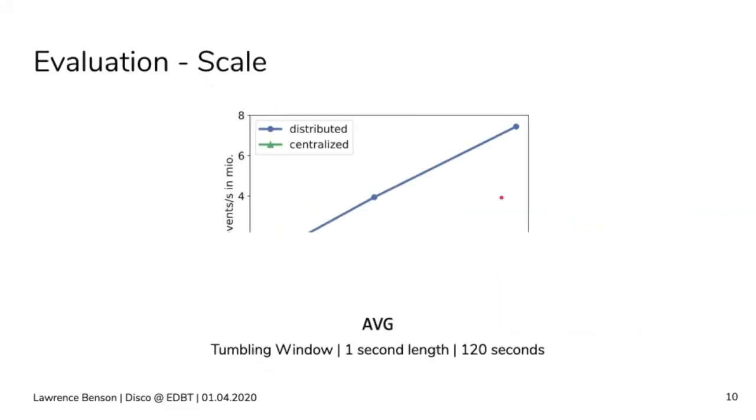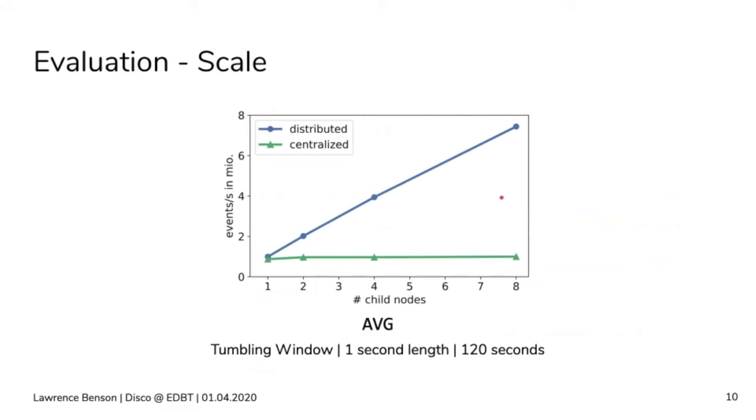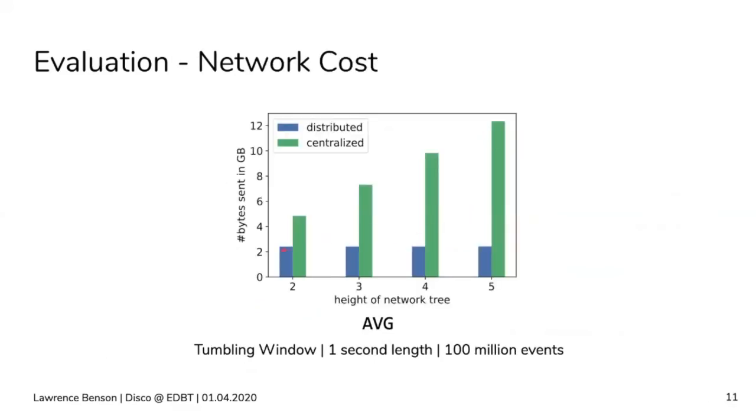And a quick evaluation at the end, we're looking at scalability here of the average function. We can see that our approach scales linearly with the number of nodes, because each child node produces windows and aggregates independently of each other, whereas in the central approach, it all happens on a single node, which is the bottleneck. And also for network costs, we can see that our approach, as we only have to send the partial aggregates, reduces the network cost drastically compared to the centralized approach, where with an increasing network tree height, we always have the redundant raw data transfer.